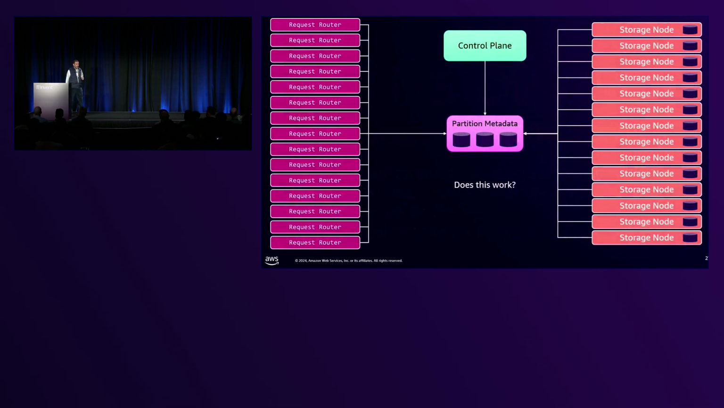So clearly we have some kind of metadata store, so let's see if this works. You've got all the request routers on the left. You've got all the storage nodes on the right. They have little disks there. That's where your actual data is stored. And there's some partition metadata, which is in a database of its own. And this partition metadata database has disks and it has persistence. And creating and dropping tables comes through the control plane, so we'll talk about that. Does this work? Anybody see problems with this?